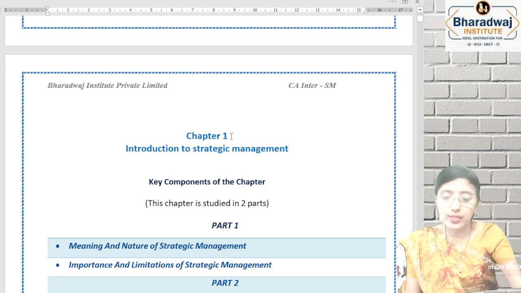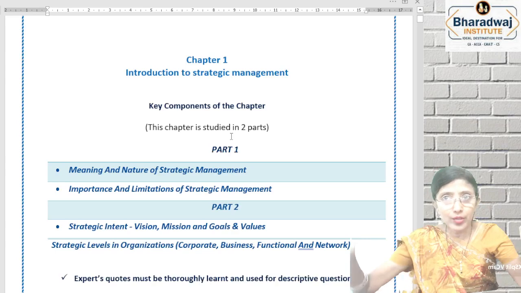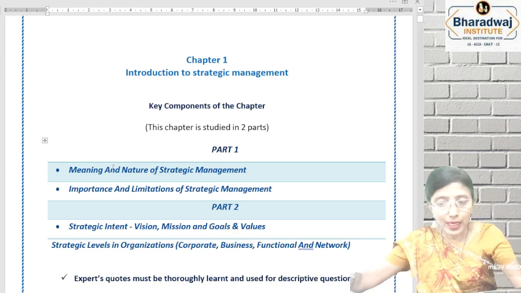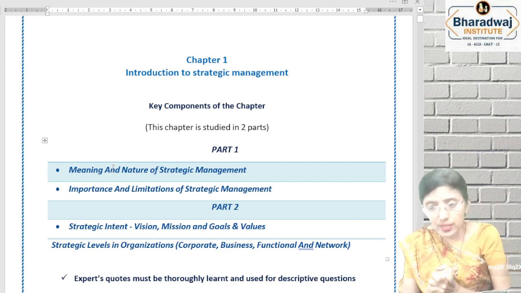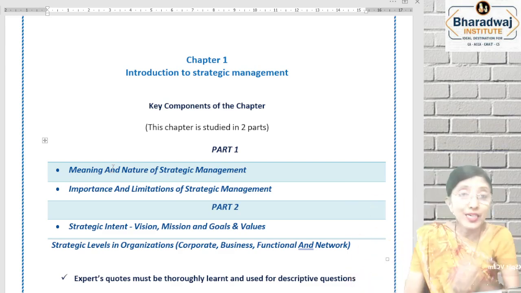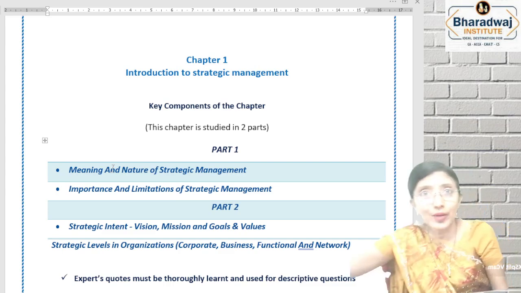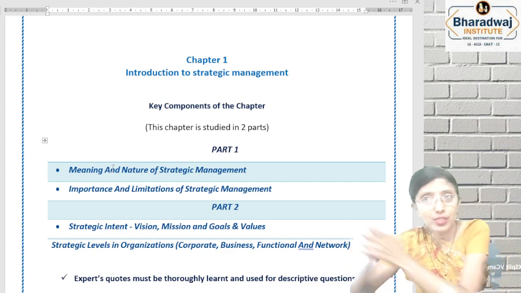My dear students, it is better that you revise this chapter by dividing it into 2 parts. Your first part should focus on the fundamentals of SM. Means, what is the meaning of SM? Management separately, strategy separately. Define management. What is meant by a strategy? Who gave the term strategy? Right? So that is the first part.